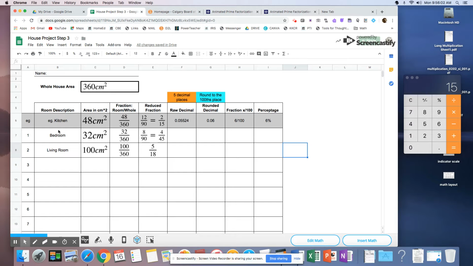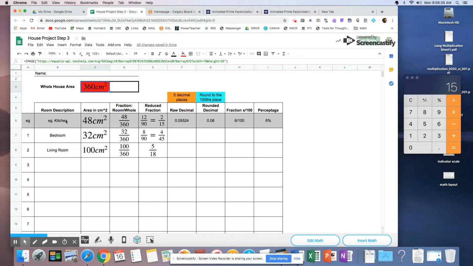So first thing you're going to do is write down the room description down here. Or let's say you have a bed that you're doing or a table. Make sure that's in there. Next thing is the area in centimeters squared. So I have 48, 32, 100. The other massive thing that I need you to make sure you have is this up here. Make sure you have the whole house area. That's the key calculation for everything else you're going to do. What you're doing here is you're calculating what percent of your house is each room.